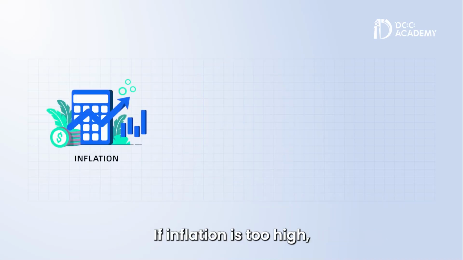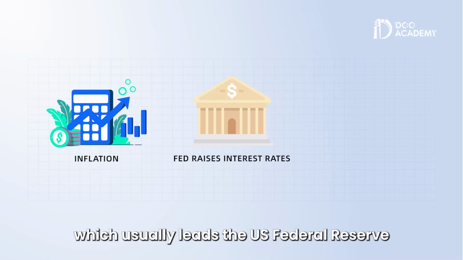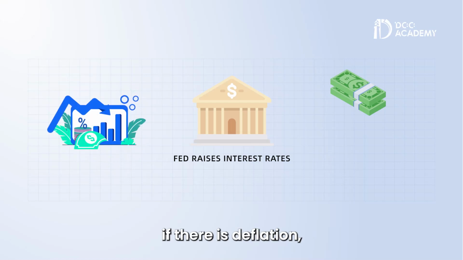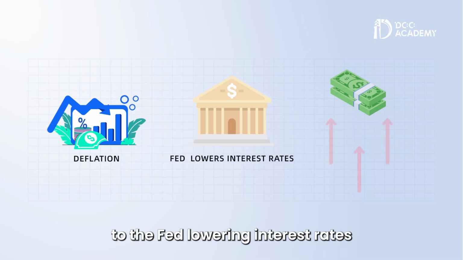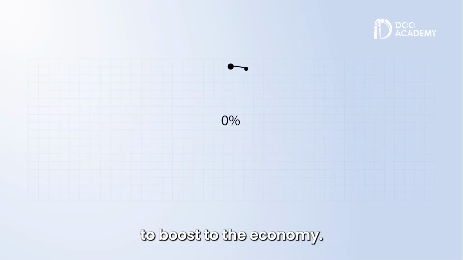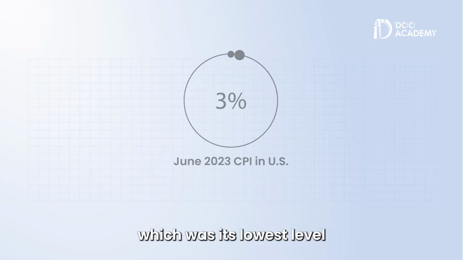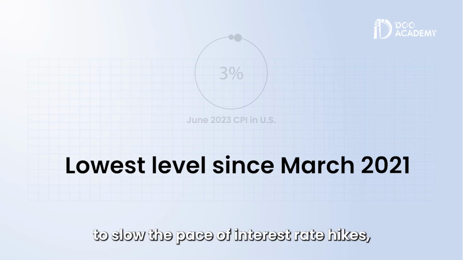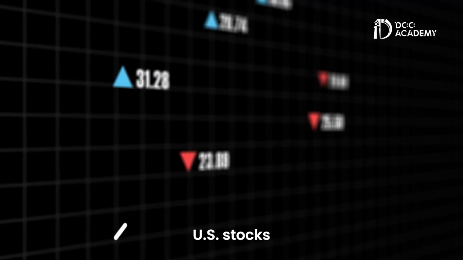If inflation is too high, the consumer's purchasing power decreases, which usually leads the US Federal Reserve to raise interest rates to slow down the economy. On the flip side, if there is deflation, the economy is considered weak, and this usually leads to the Fed lowering interest rates to boost the economy. Now, the CPI in the US for June 2023 was 3%, which was its lowest level since March 2021. With the lower inflation index, the market expected the Fed to slow the pace of interest rate hikes, which leads to quite predictable outcomes in US stocks.